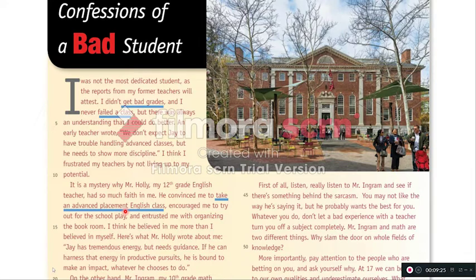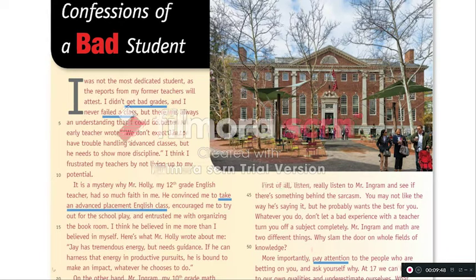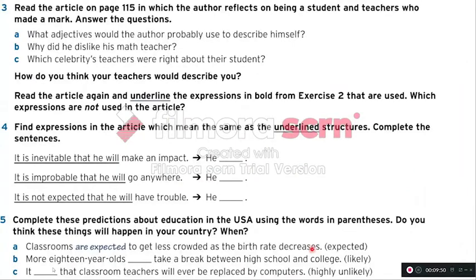All right. And then we have one more in line number 51: "More importantly, pay attention to the people who are betting on you." Okay, pay attention: to be focused on something, to be aware. All right, so these are the ones that we found in the lecture. Now, continuing with the next exercise, we have here: find expressions in the article which mean the same as the underlined structures here.